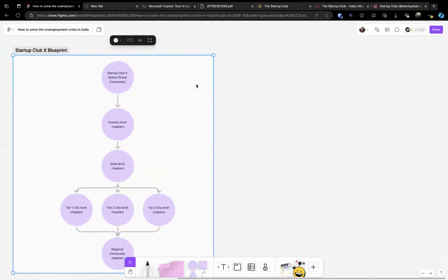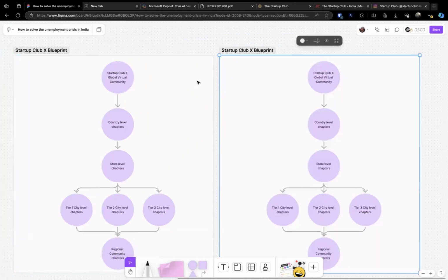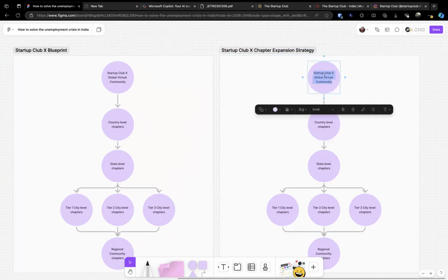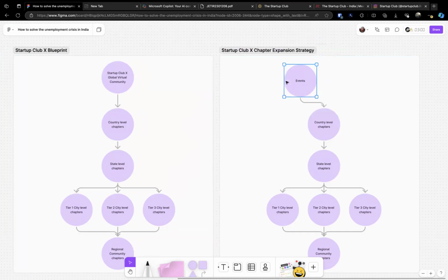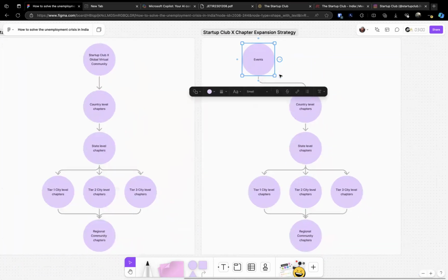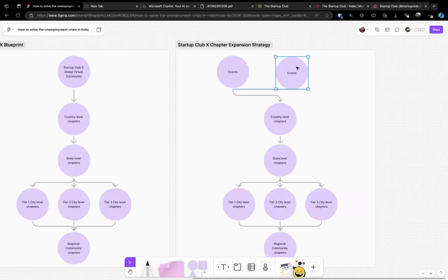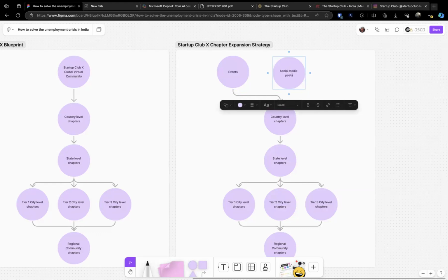So this is the thing, and I want to work on the flow for how we recruit and build these chapters. Chapter expansion strategy. We'll conduct events, and events are just one of the funnels for us to gather people in. The other funnel is social media posts.